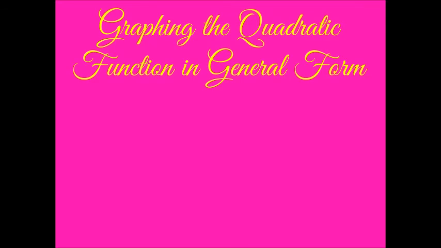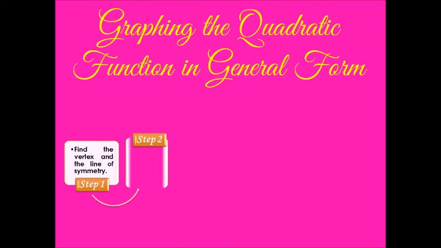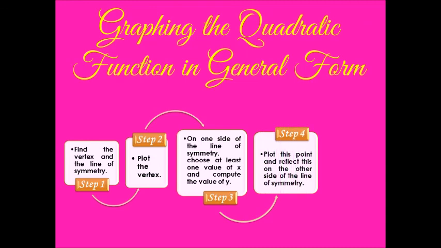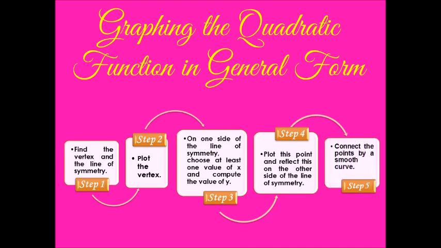Just follow these steps. Step 1, find the vertex and the line of symmetry. Step 2, plot the vertex. Step 3, on one side of the line of symmetry, choose at least one value of x and compute the value of y. Step 4, plot this point and reflect this on the other side of the line of symmetry. And step 5, connect the points by a smooth curve.